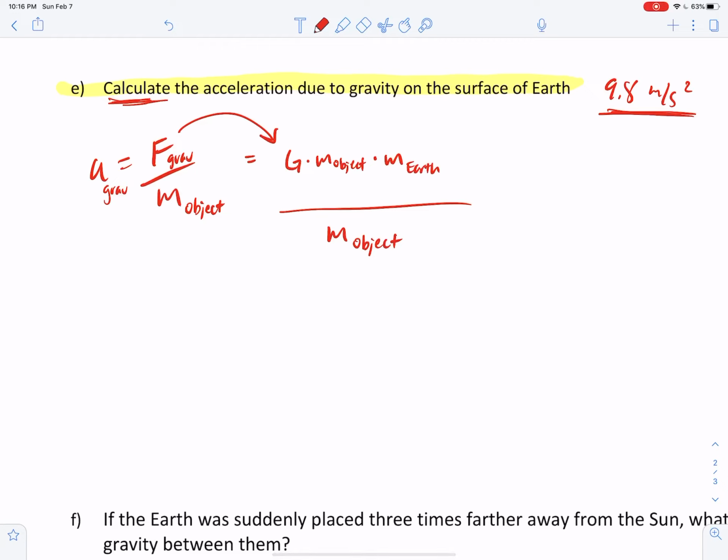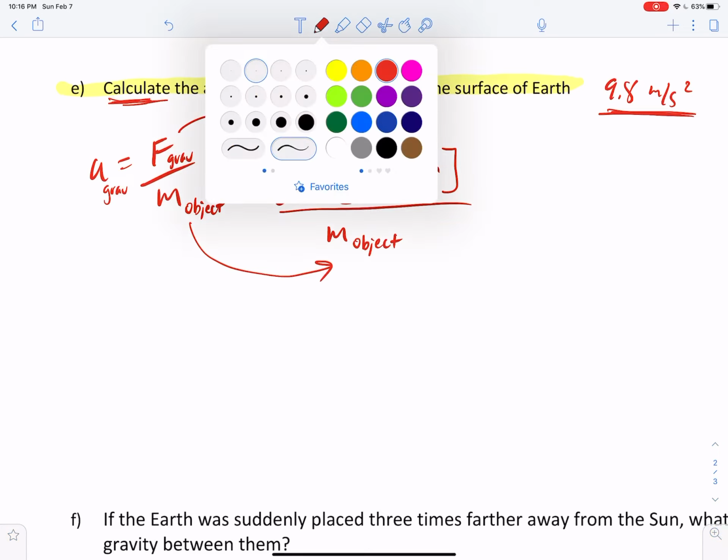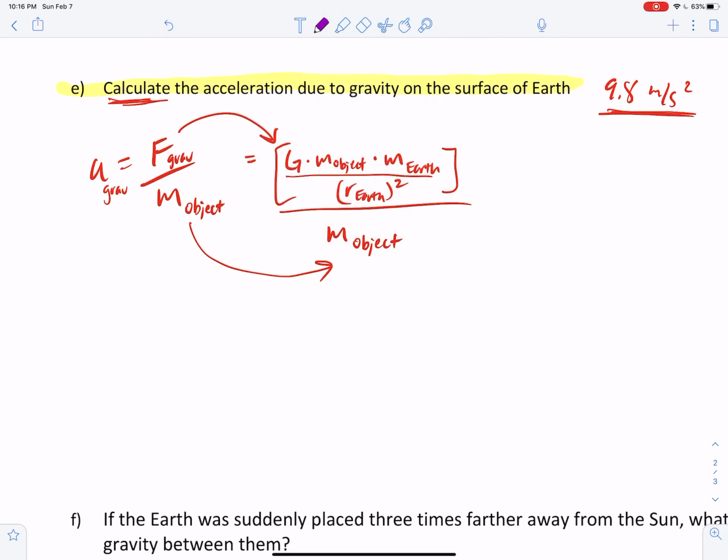Okay, this is my M1 and M2. And then I will always divide by the distance between the centers of those masses, right? The distance from the object to the center of the Earth. And so in this case, that would be the radius of Earth. And don't forget to square it. Okay, so I've got this big thing in the numerator and then the mass of the object here in the denominator.